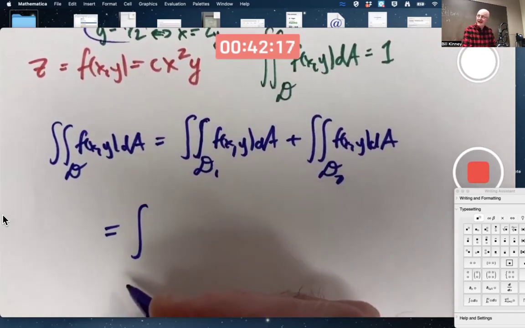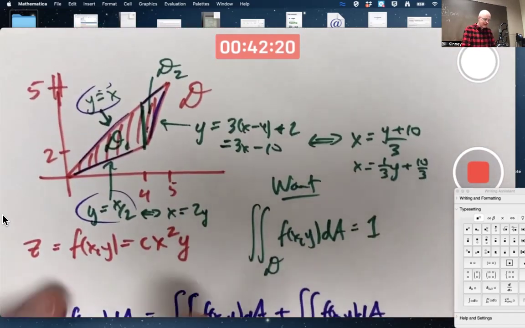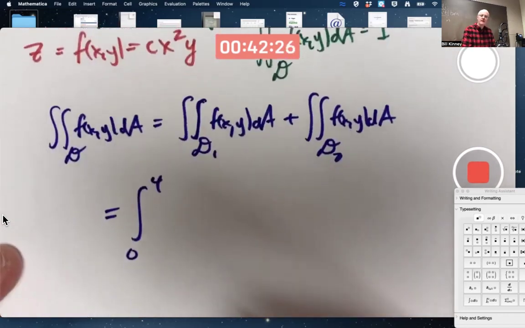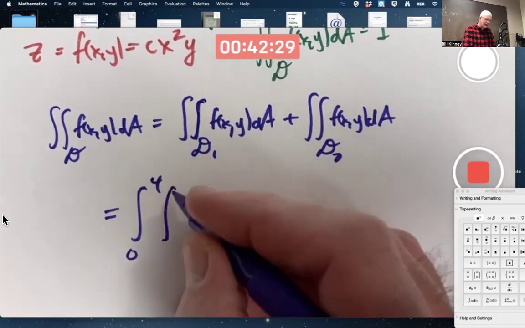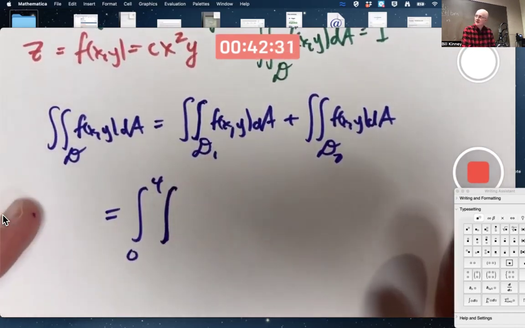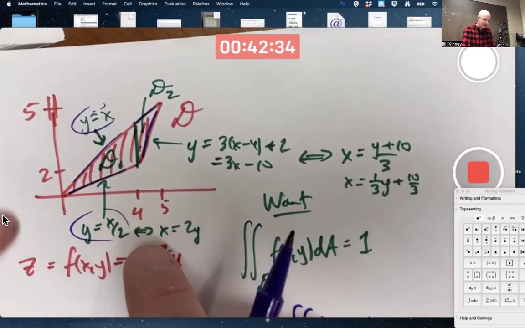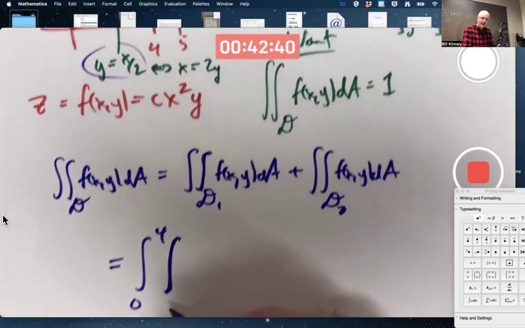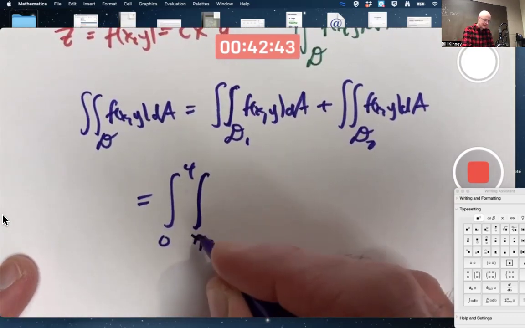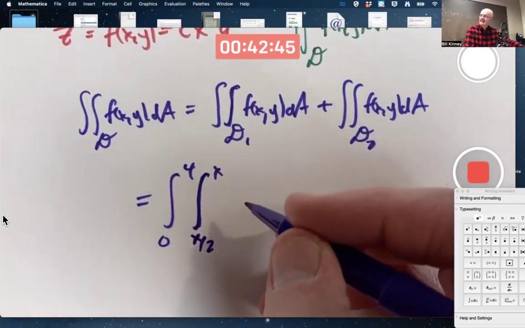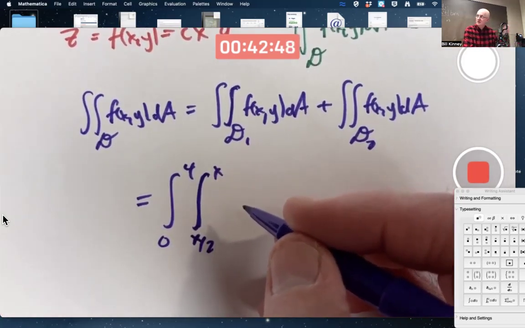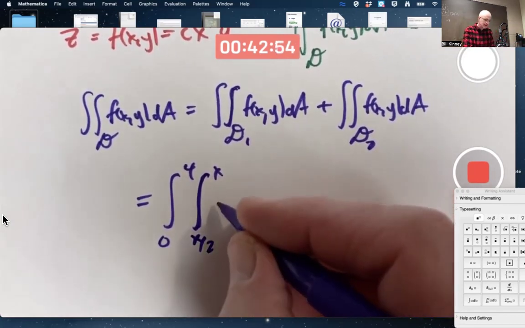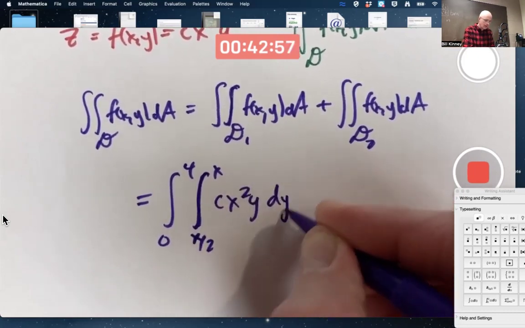The outer integral is going to be with respect to x. Over D1, notice x goes between 0 and 4. And y does not go between two numbers, but instead goes between two functions of x, x over 2 and x. For the inner integral, the limits of integration depend on x. And this is another big point of emphasis in section 13.1: doing things like this, where your limits of integration depend on variables. C x squared y, we're doing dy dx.